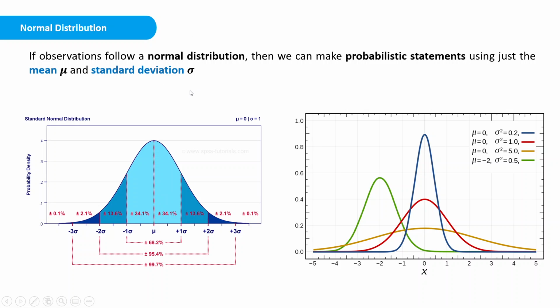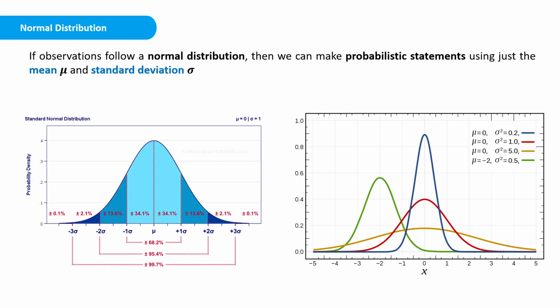Before we go any further with the central limit theorem, we need to talk about the normal distribution real quick. If observations follow a normal distribution, the reason we like this is because we can make probabilistic statements with just the mean, mu, and the standard deviation, sigma. In other words, with just these two parameters, just knowing the mean and the standard deviation, that's all we need to know to figure out the entire shape of this distribution and how all of these observations are going to be distributed.